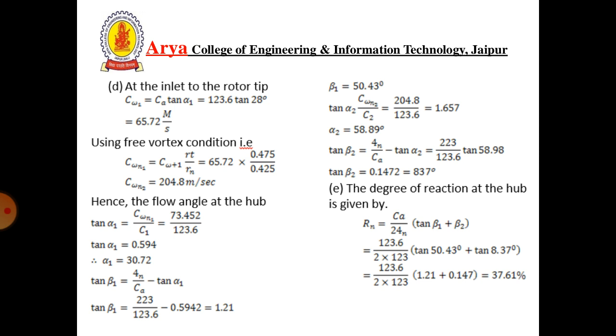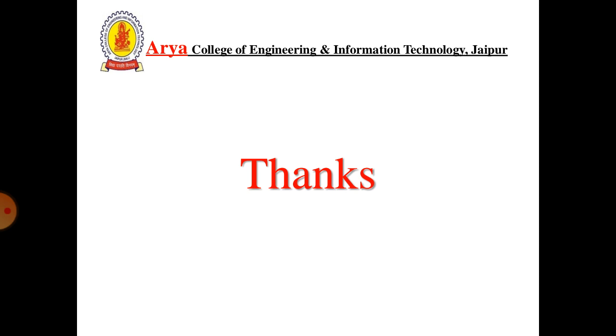Tan beta 2 equals 0.1472, or beta 2 can be calculated. The degree of reaction at the hub is given by R_h equals Ca upon 2U_h into (tan beta 1 plus tan beta 2). By putting the values we can get 37.61% as the degree of reaction. Thank you.